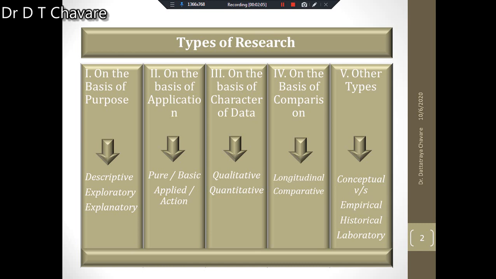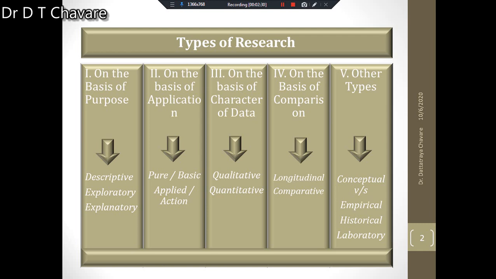Okay, and the last classification is given here, that is other types. It means those types are other than the above four classes. Under this class also, you will find conceptual versus empirical research. This is the first type. What is it? Conceptual versus empirical research.